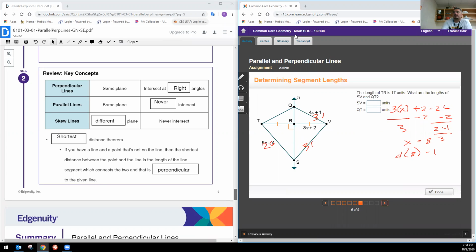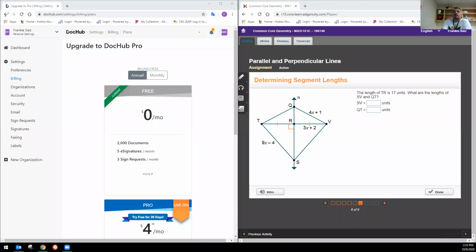Identify the unknown measures. Okay, so 3x and let's see, SV is equal to how many units? TR is equal to 17 units. So let's go ahead and get ready to annotate this. Oops, I'm sorry. Let's go back on this one right away.